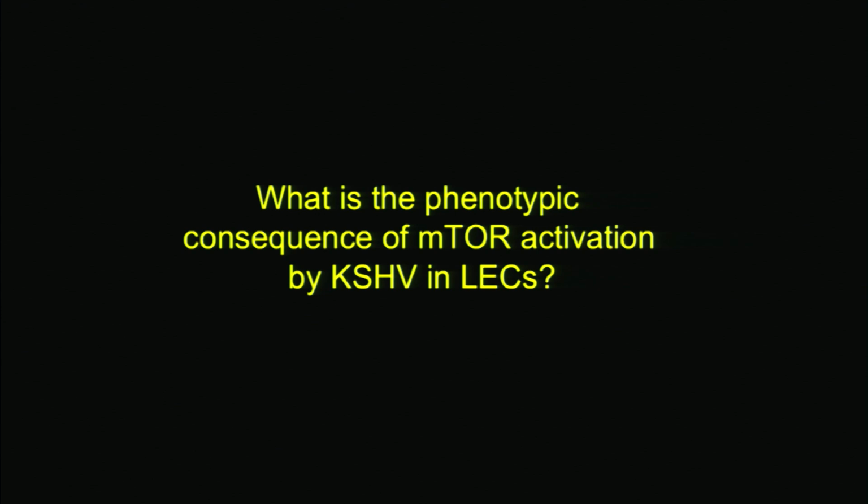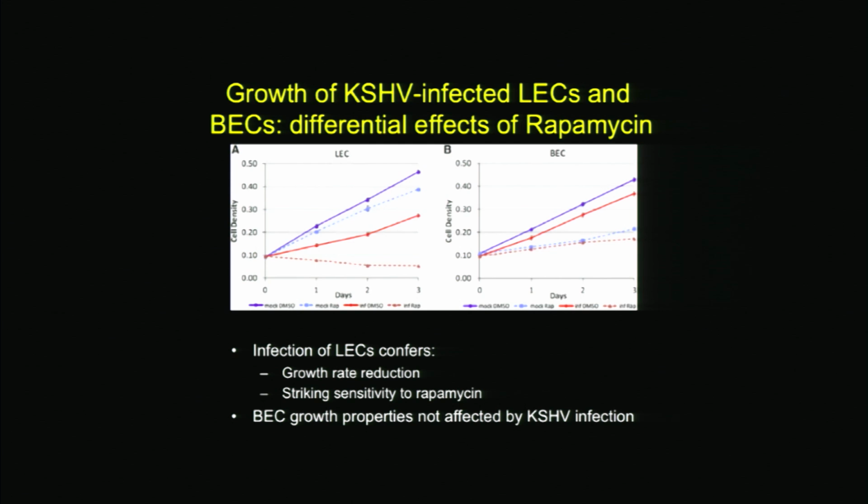With regard to the thing we began with, the therapeutic question, how does rapamycin act here? So we asked, what is the growth phenotype of cells from the lymphatic lineage when they're infected, and what happens to them when you treat them with rapamycin? In blue are the uninfected cells, in red are the infected cells. These are lymphatics, these are blood endothelial cells. You can see that in blue, the uninfected LECs grow normally, and they grow normally in the presence of rapamycin. If you infect the LECs, they grow more slowly, but something very dramatic happens when you treat them with rapamycin, which is their cell number appears to go down. They look like they're dying.